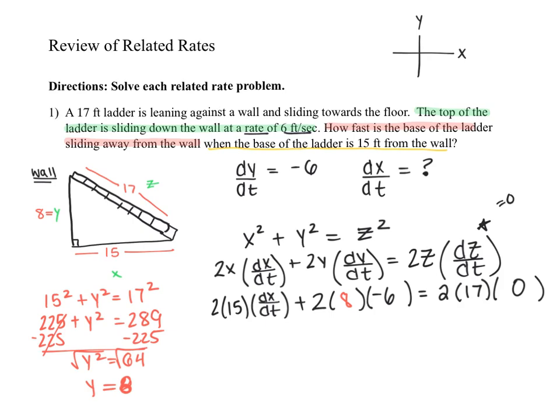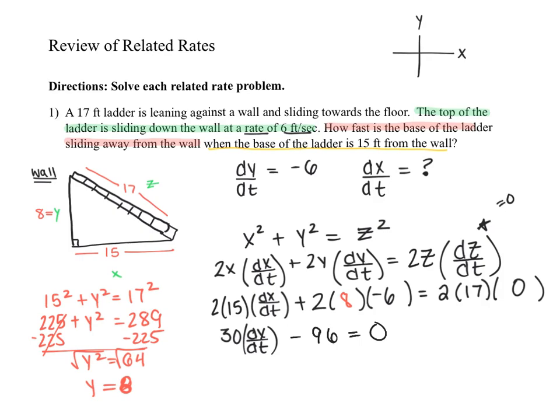Okay, so now we can solve. I'm just going to simplify. This could be 30 dx/dt. This is 2 times 8 times -6. And that gives us -96. And times everything is 0. And then we just solve.